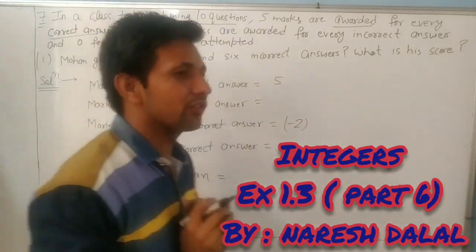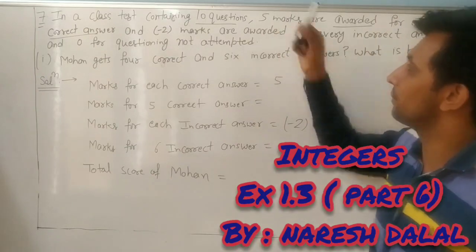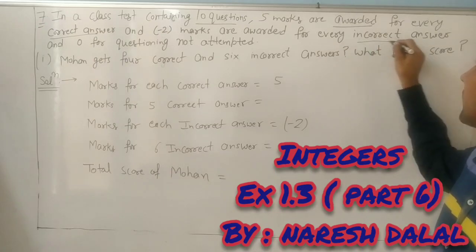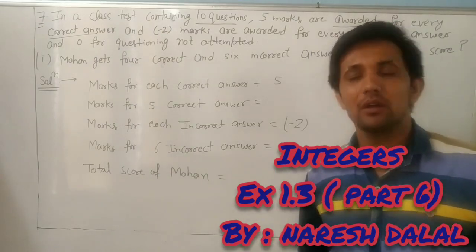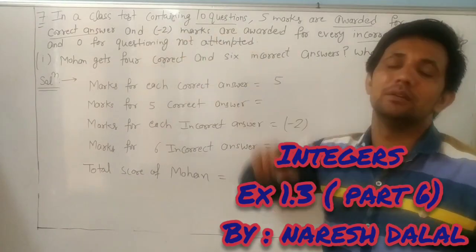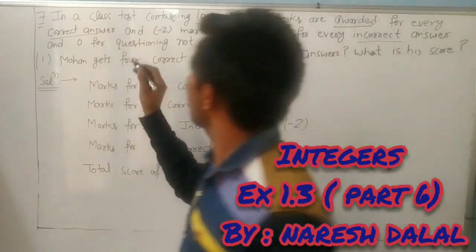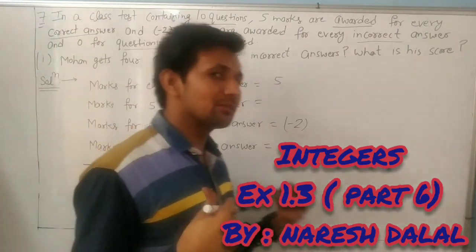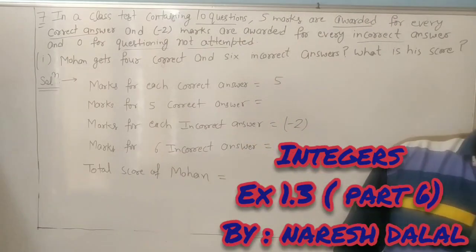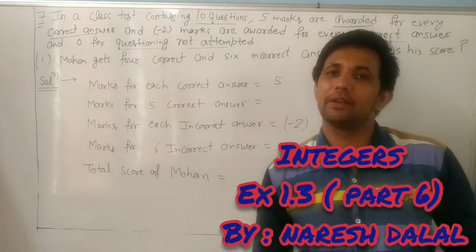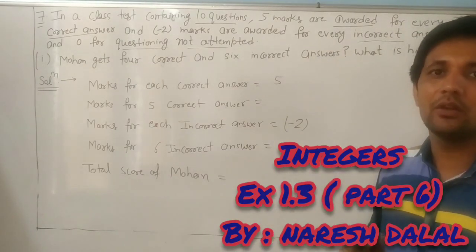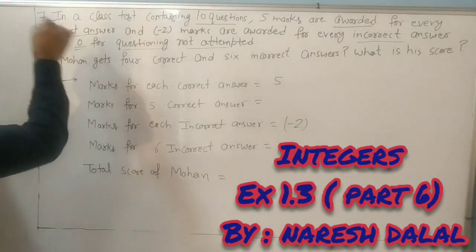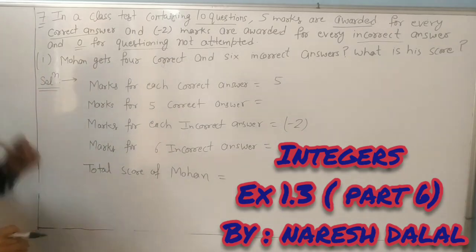If your answer is correct, how many marks will you get? 5 marks. And minus 2 marks are awarded for every incorrect answer. If your answer is wrong, your marks will be given minus 2. Okay? And 0 for a question not attempted. Because sometimes it happens, dear. Whenever we sit in any exam, it is not mandatory that we know all the questions. Sometimes we leave some questions. So if you leave any question, how many marks are given? 0 marks.